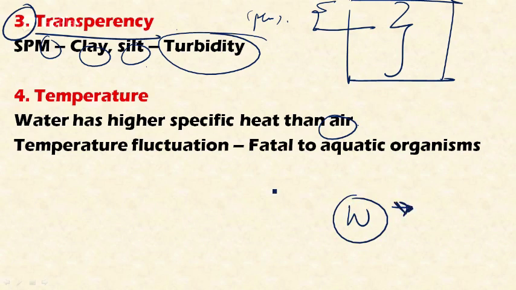So the various organisms present in the aquatic ecosystem are acclimatized to the stable water temperature. If there is even a short fluctuation in the water temperature, that will be fatal to the aquatic organisms. This is the important factor for the aquatic organisms to survive.